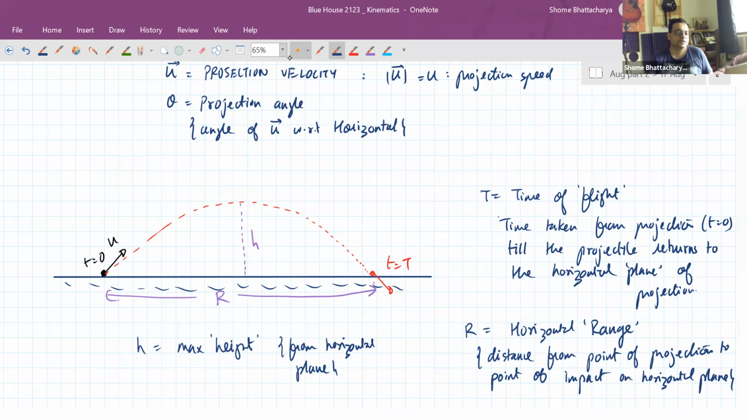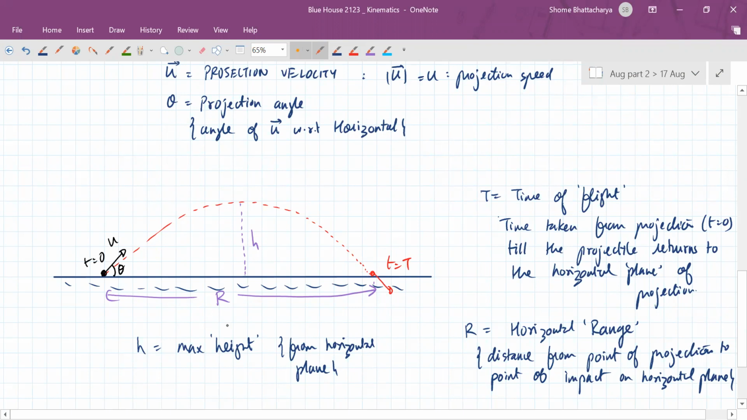So ultimately what we'll see is all these three parameters, that is capital T, the range R, and the maximum height H, depend on both the speed of projection U and the angle of projection theta. So all these three quantities T, R, and H will be expressed in terms of U and theta.